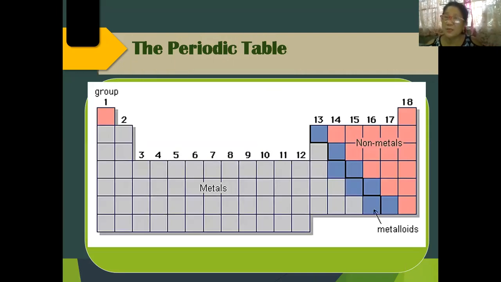Here, as you can see, we can identify the different types of elements. Mostly these are metals. This gray part is metals. Then the pink ones here are non-metals. This ladder-like line gives a description: the line between metals and non-metals marks the metalloids. Metalloids exhibit the characteristics of a metal and at the same time a non-metal.